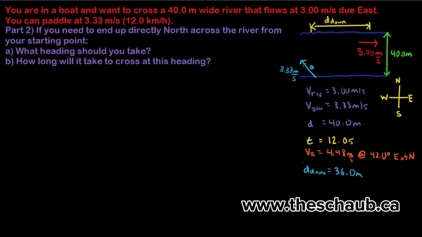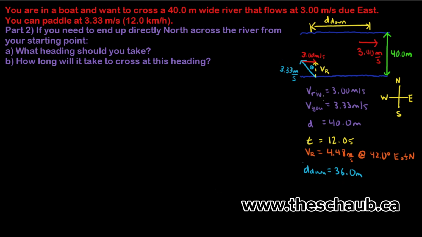Stacking our vectors tip to tail, we draw the vector of the river out of the tip of the vector of u crossing. So this is the flow of the river. So our resultant velocity here tracks directly across. Let's add that as well. Our red vector here for the river flows at 3.00 meters per second. And our yellow vector here is our velocity resultant.